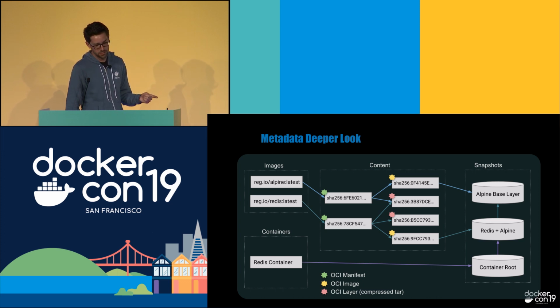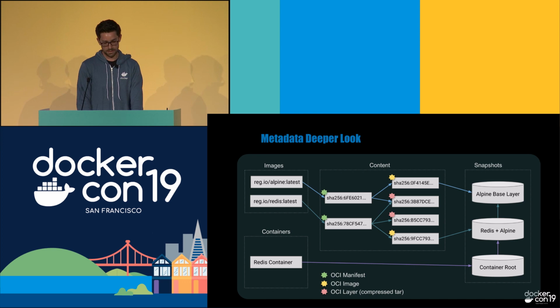a Redis image as well, which has its own manifest. It has its own config, but it's actually sharing a layer with Alpine. So this would be the case where you have a Redis image that's built from Alpine, and they're going to share that Alpine-based layer, and then you're going to have a Redis Alpine layer on top of it, which will just have all the installation for Redis. And then a Redis container that gets created is going to have its own read-write layer in the snapshotter, and the parent of that is just going to be that Redis Alpine snapshot.